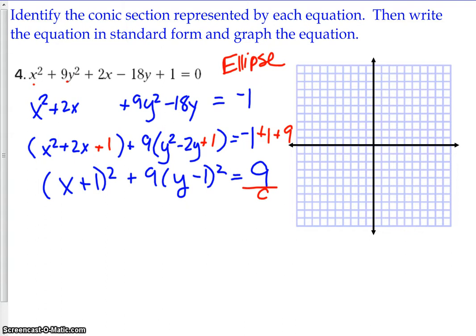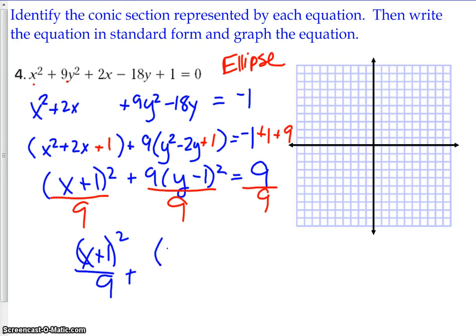Now what I want to do is I want it set equal to 1, excuse me. So I'm going to divide everything by 9. In the end, my answer is (x plus 1) quantity squared over 9, and then I'm adding (y minus 1) quantity squared over 1. What I just did is I reduced this fraction here, 9 over 9 is 1. And it equals 1. That is my ellipse in my standard form.